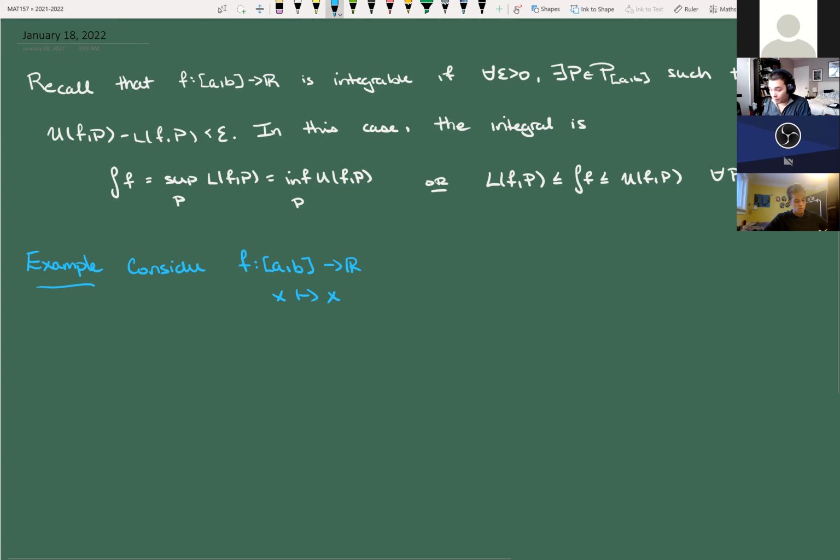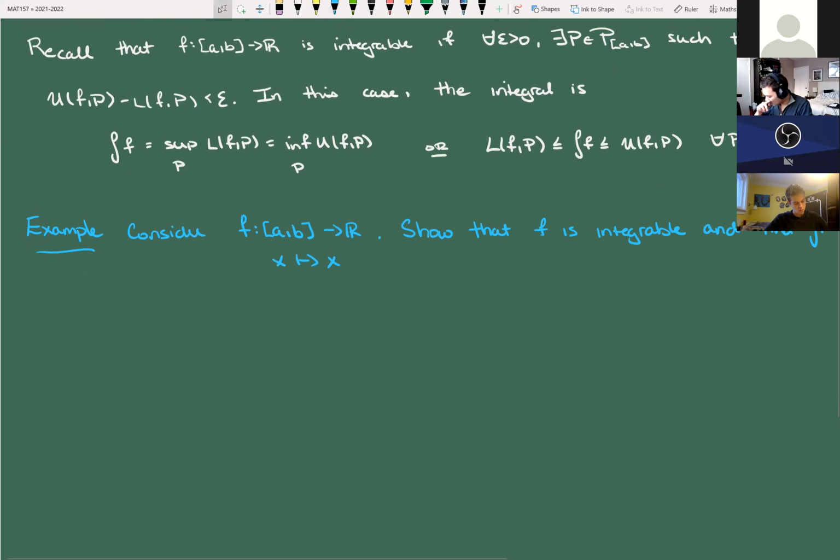Okay, so consider the function f of x equals x. Let's show that f is integrable, and find its integral. The graph of this thing is pretty easy to draw because it's basically a triangle, and that gives us an idea of what the answer should be. Of course, in actually doing this, we can't use the fact that we know the area of a triangle. We actually have to prove it. So let's do that. Solution.